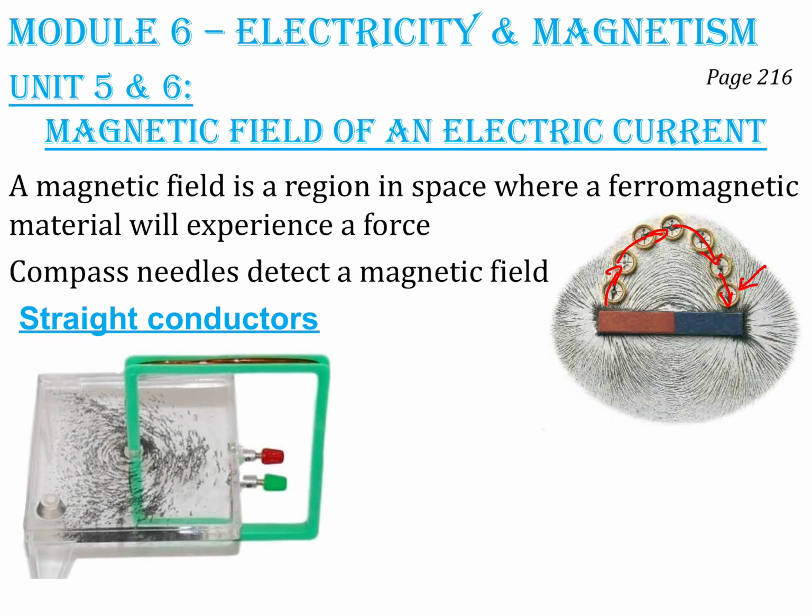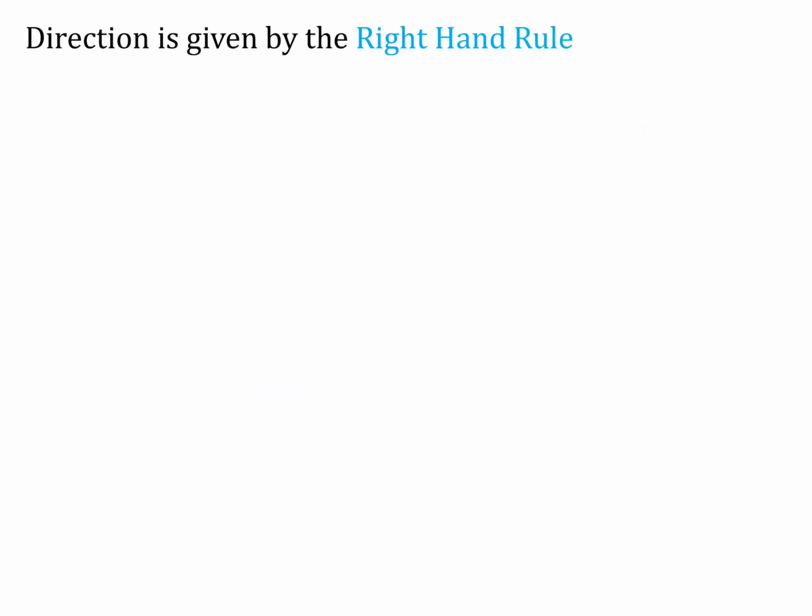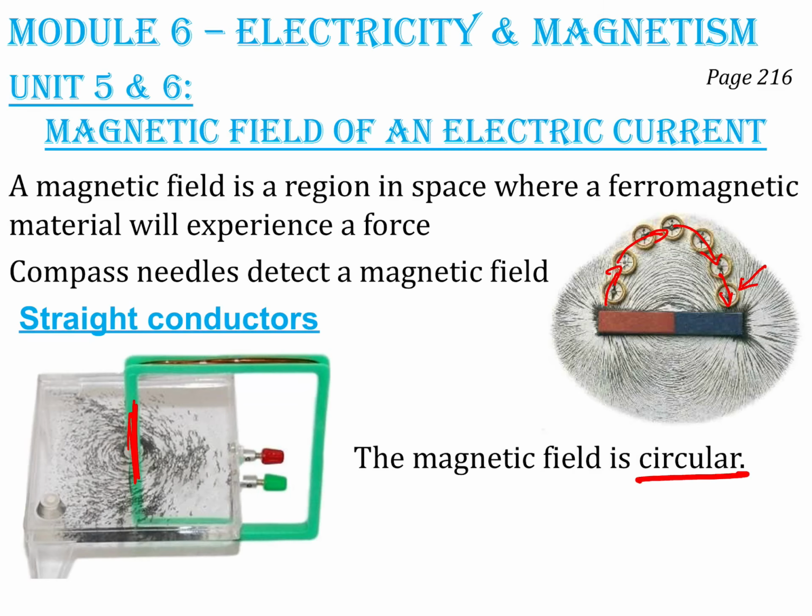Now, if we take a straight conductor, and this little green thing is simply there to hold the conductor in place, and we allow a current to pass through it, the iron filings that are around it will create a specific field, okay? And that field is circular. It's concentric circles, they get bigger and bigger, but they are circular. This obviously means that there's a problem finding a north and a south pole because it's circular.